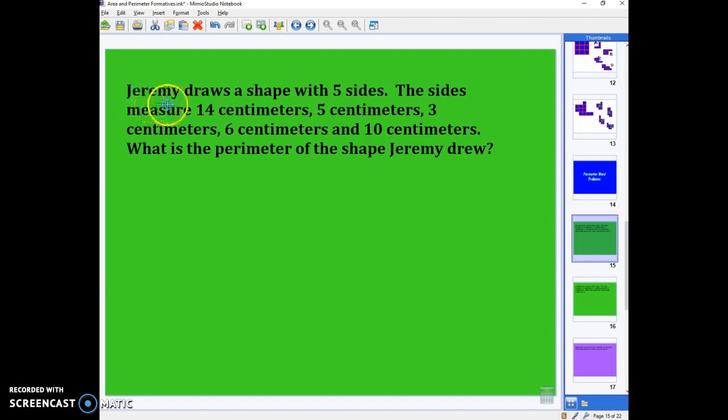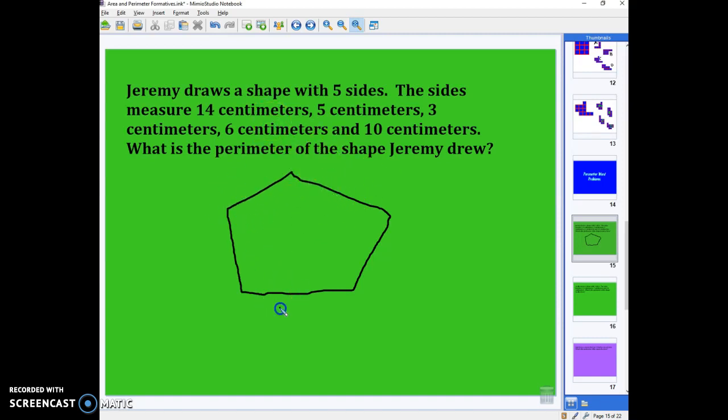So it reads, Jeremy draws a shape with 5 sides. The sides measure 14 centimeters, 5 centimeters, 3 centimeters, 6 centimeters, and 10 centimeters. What is the perimeter of the shape Jeremy drew? Well, we could draw this out real quick. A 5-sided shape is a pentagon, and these are a little off, but that doesn't matter because it's not asking us to draw perfectly.